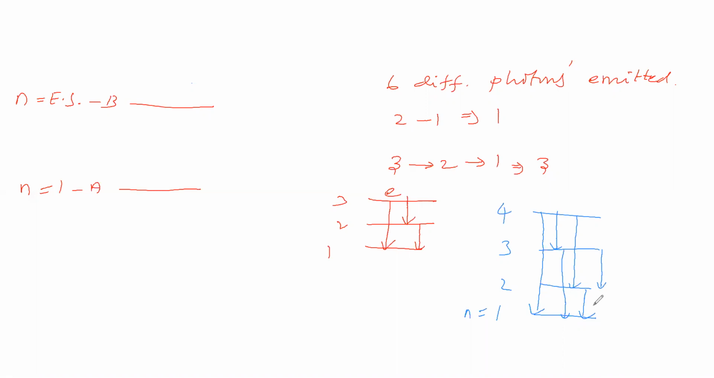Correct? So, how many photons do you see? 1, 2, 3, 4, 5, 6. 6 different photons. So, 6 different photons emitted means that the higher energy level, the fourth level, is what we got. So that we got another energy level now, the fourth level.